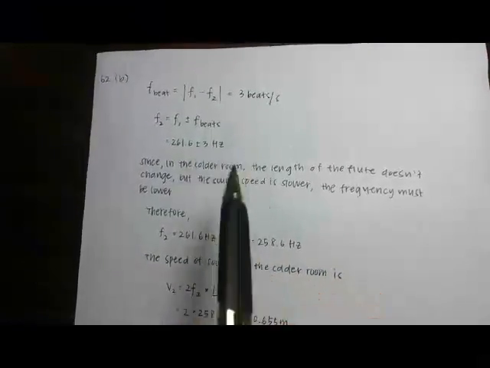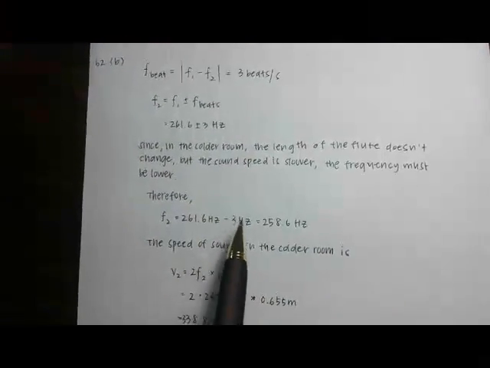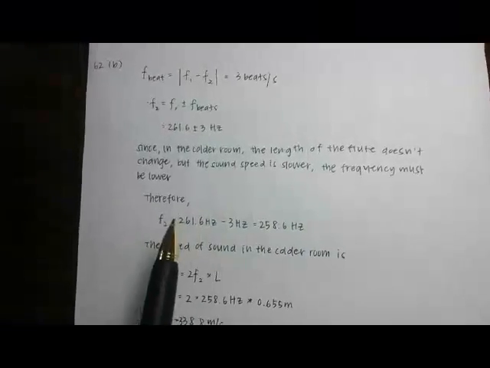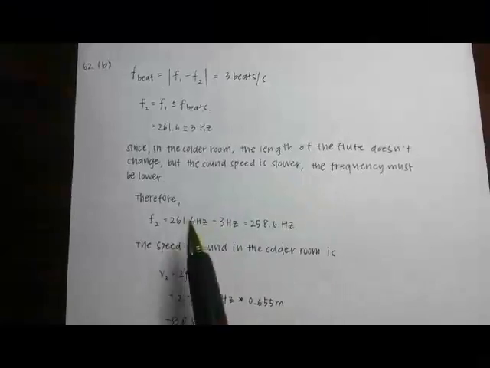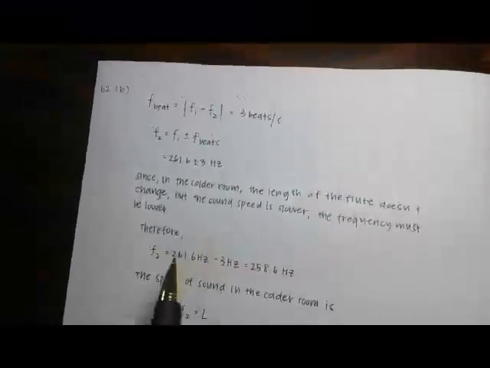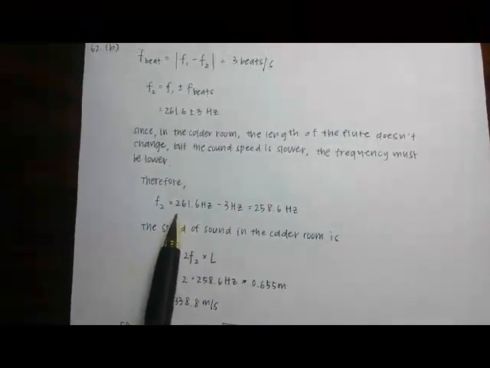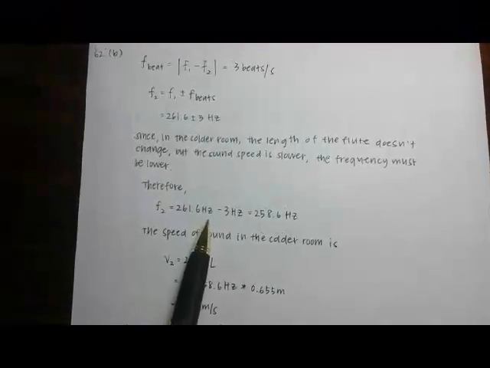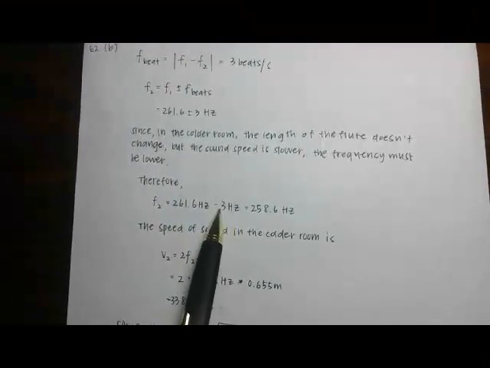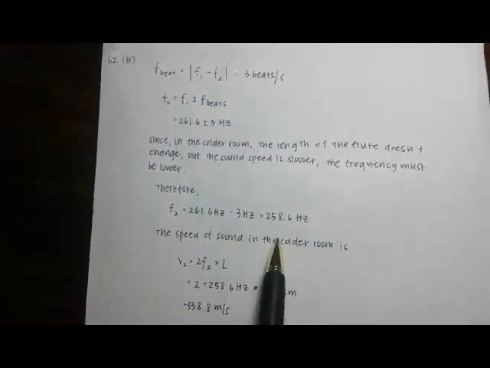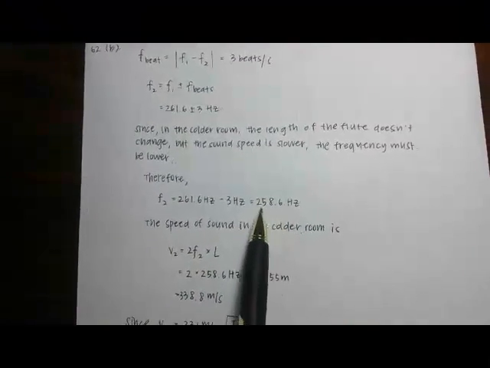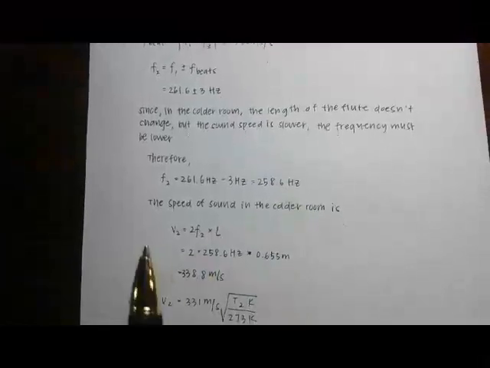minus 3 Hertz. So since in the colder room, the length of the flute doesn't change, but the speed of sound is slower, the frequency must be lower. Therefore, F2 equals 261.6 Hertz minus 3 Hertz. You want the minus sign because the frequency must be lower, and you would get 258.6 Hertz.